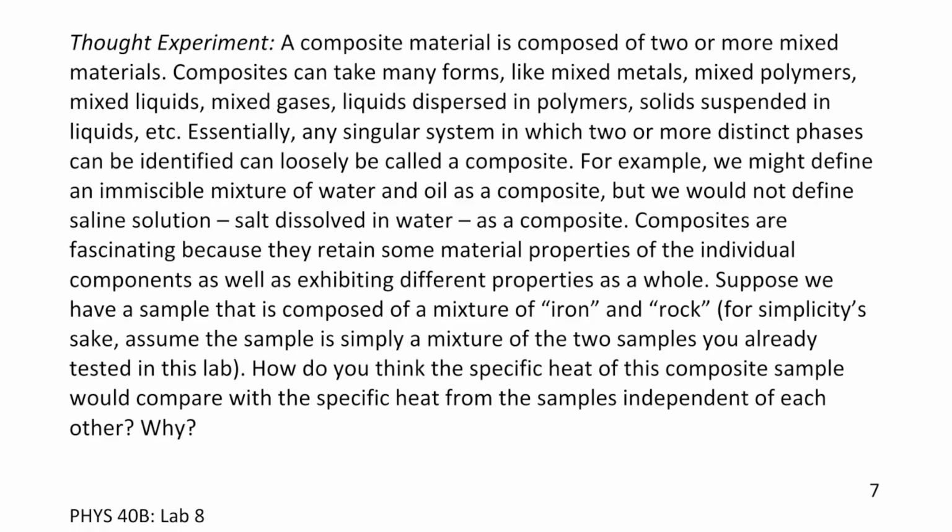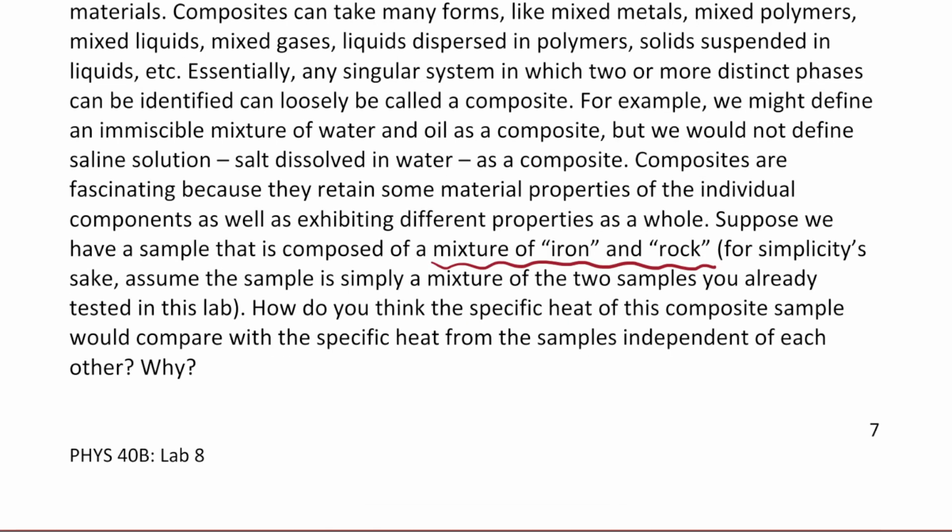And then the last question was about a composite material, specifically iron and rock mixed together: what would the specific heat look like? The answer is that it would be between the two, but where it lies depends on how much iron and rock you have. If it was mostly iron with a tiny bit of rock inside, the specific heat would be essentially that of iron, and vice versa. Mostly rock, and the specific heat would be very close to that of the rock.